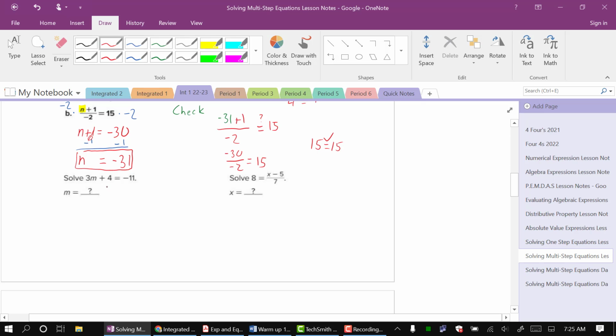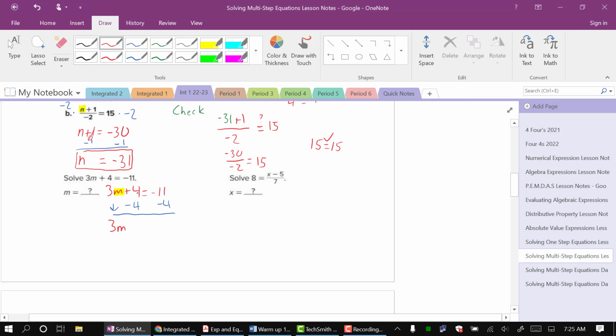So for the first one, I have 3m plus 4 equals negative 11. So I want to solve for that m. To solve for that m, I'm going to undo the addition, then undo the multiplication. So subtract 4, subtract 4. I'm not doing anything with the 3m on this line, so I'm just going to bring it down to my next line so I don't lose it.